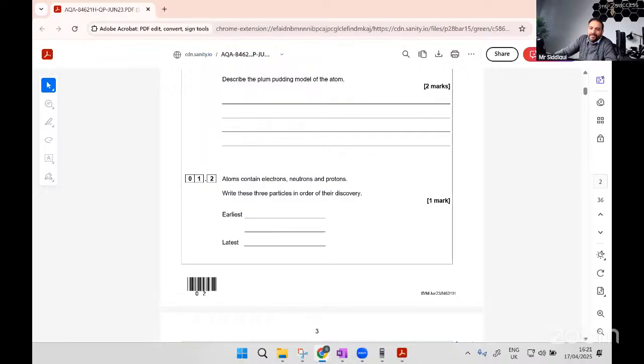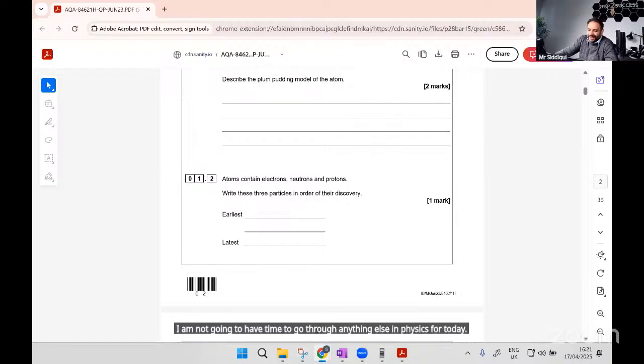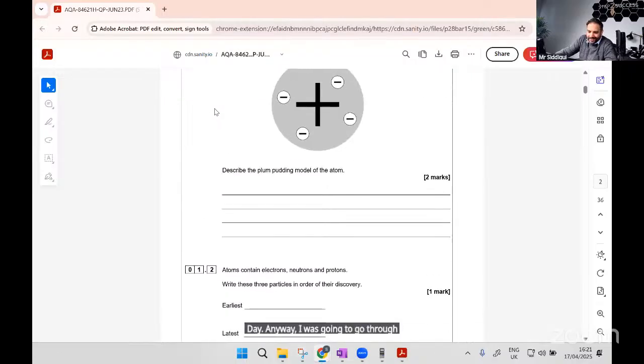I am not going to have time to go through anything else in physics for today anyway. I'm just going to go through this paper, and then that will unfortunately have to be it.